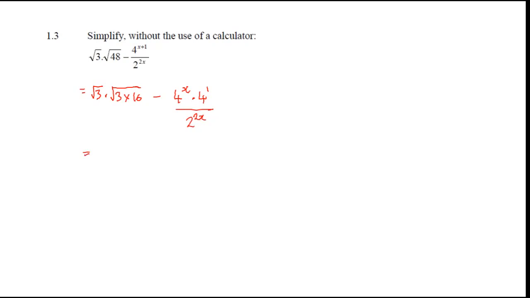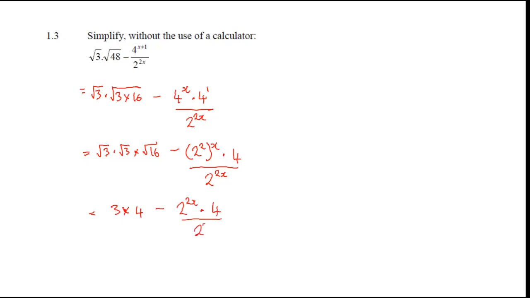Okay, now according to our rules of surds, you can do something like this, where we can take that square root of 3 on its own and multiply it with the square root of 16 on its own. Okay, 4 is the same as saying 2 to the power of 2. Okay, so raise that to the power of x by 4 to the power of 1, which is 4 itself, over 2 to the power of 2x. Okay, square root 3 times square root 3 just gives 3 itself, times square root of 16 gives us 4, okay, put it times. Okay, according to our rules of exponents, that is going to become 2 to the power of 2 times x, which is 2x, by 4 over 2 to the 2x.